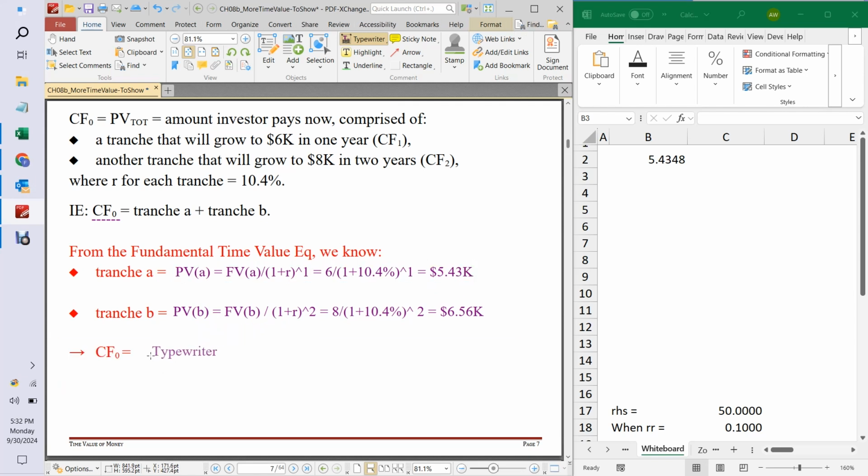So the total here is going to be equal to A plus B. So that's 5.43K plus 6.56K. And we add that up and we get 11.99K, and we'll call that 12K, because we have some rounding in there.